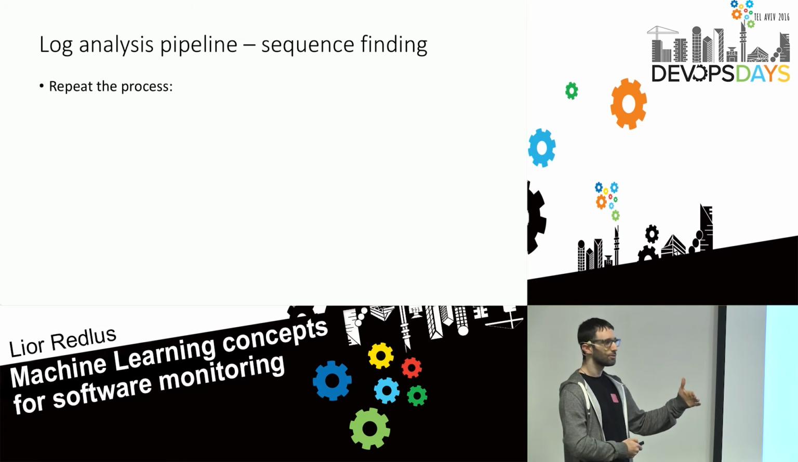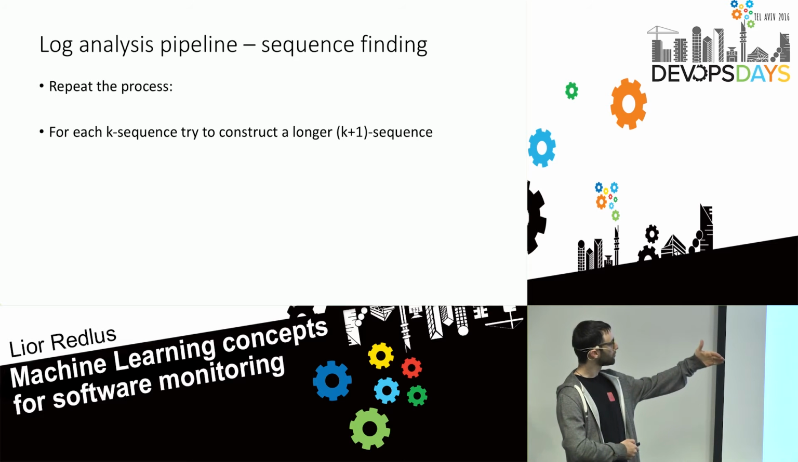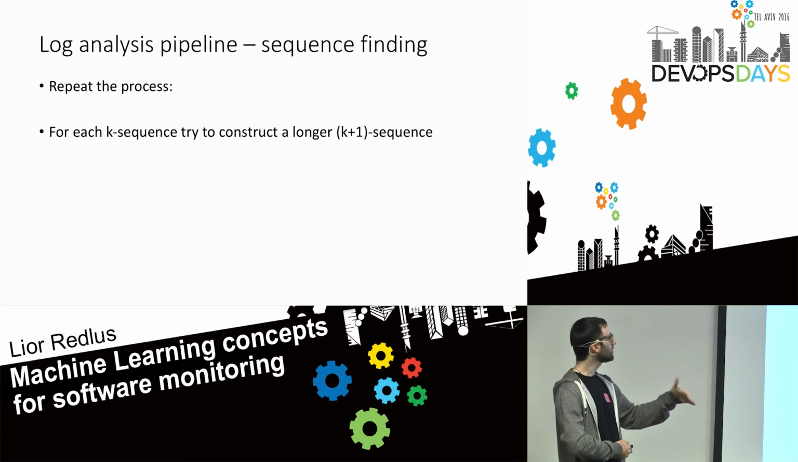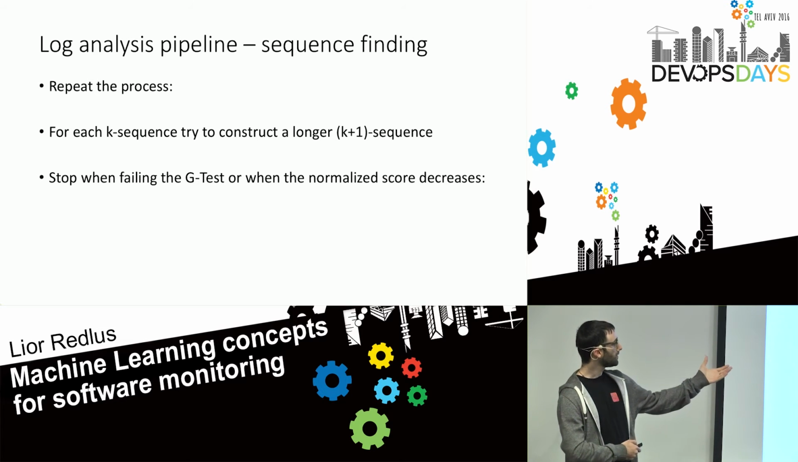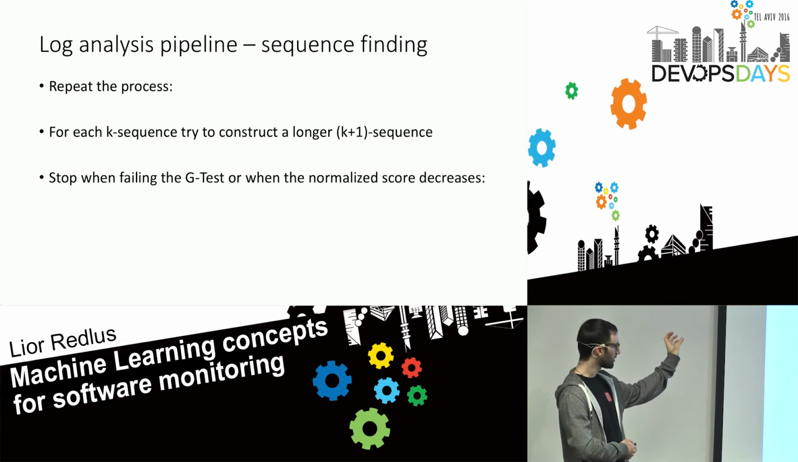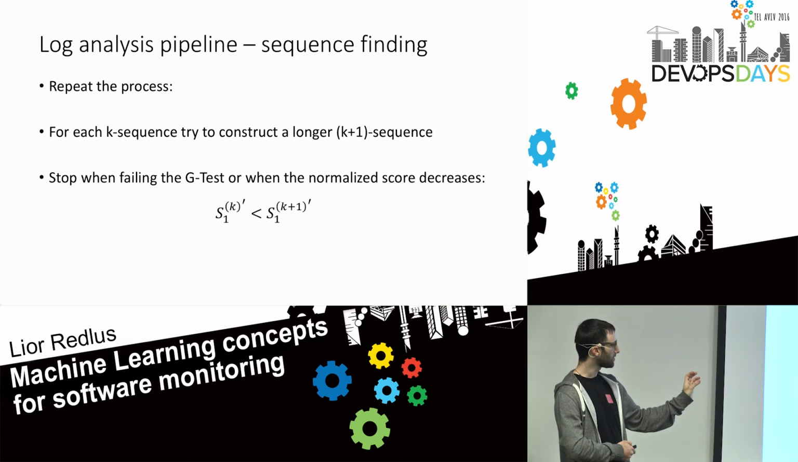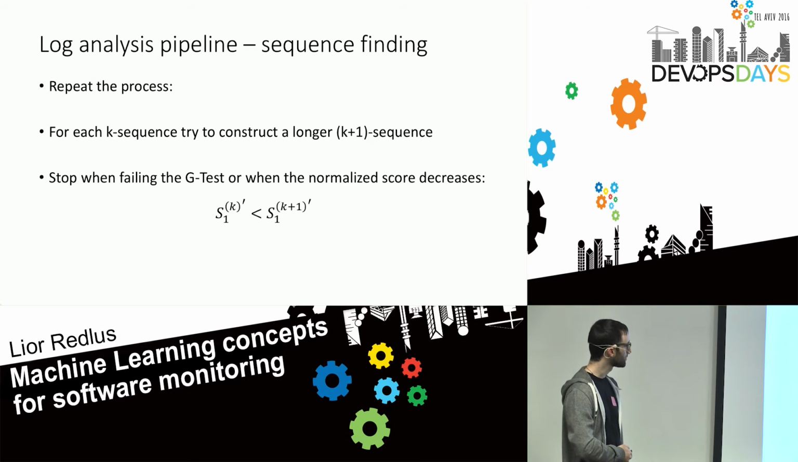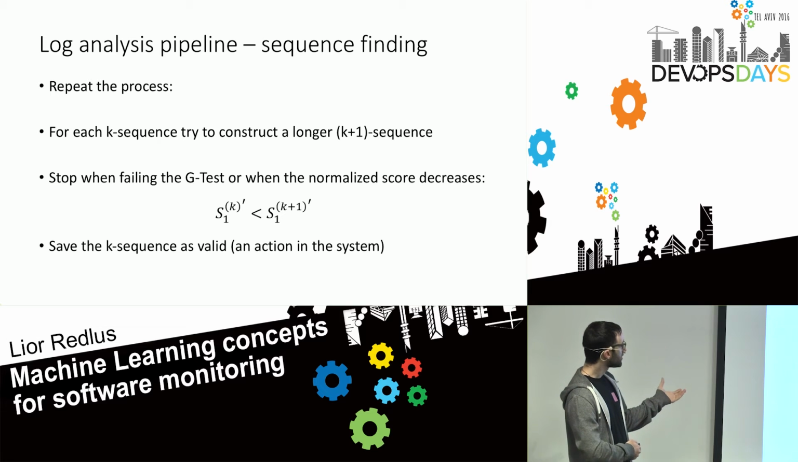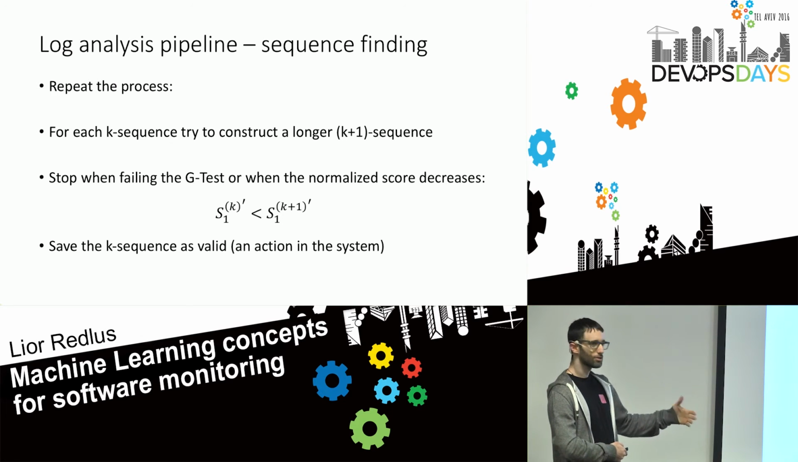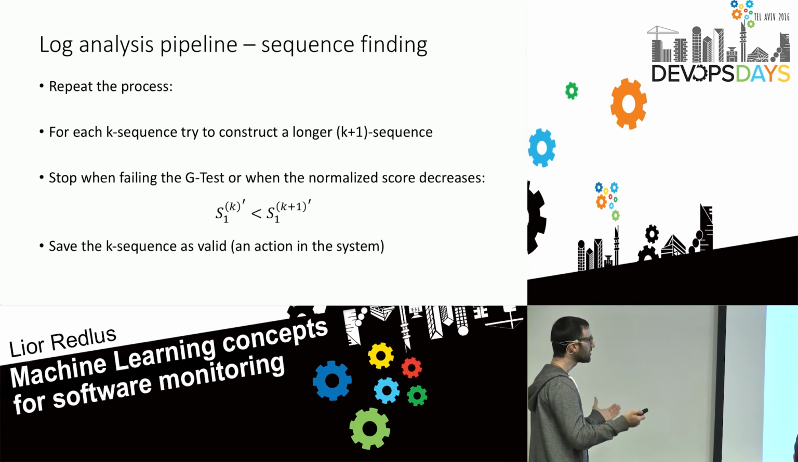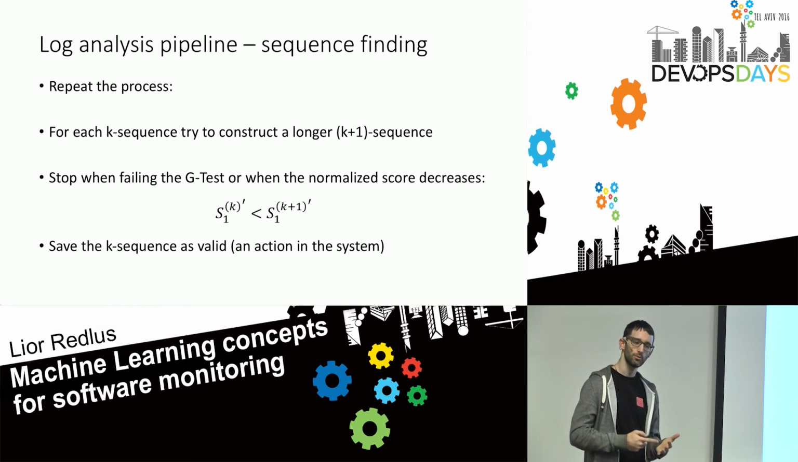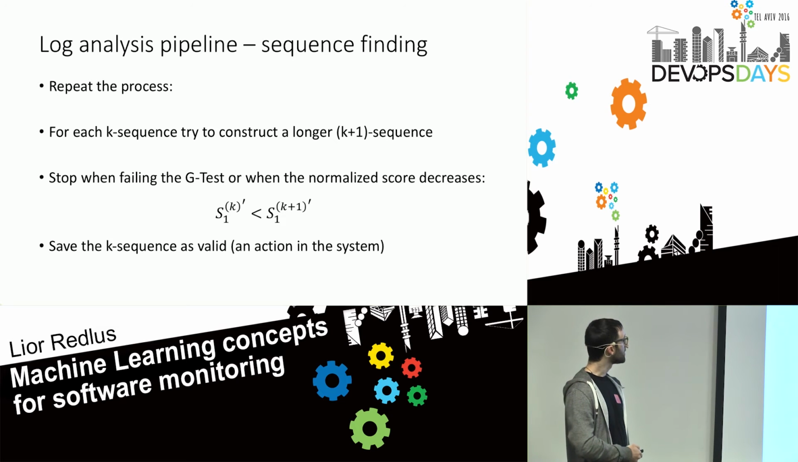When repeating the process, we're taking a K sequence and trying to convert it into a K+1 sequence. And we're doing this as long as the G-test score tells us that we're still breaking the independence assumption, and the normalized score of the K sequence is still smaller than the normalized score of the K+1. In this way, we receive all the sequences of length K which are correlated in our system. And now each action is represented inside our system as sequences that we can follow, and we can find statistics about them, we can look into the variables that they have, etc.